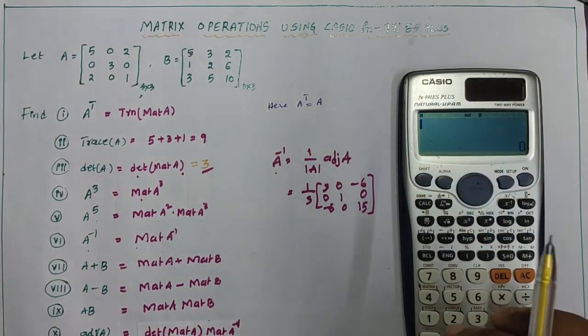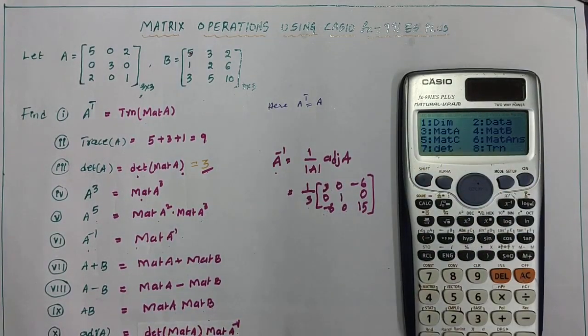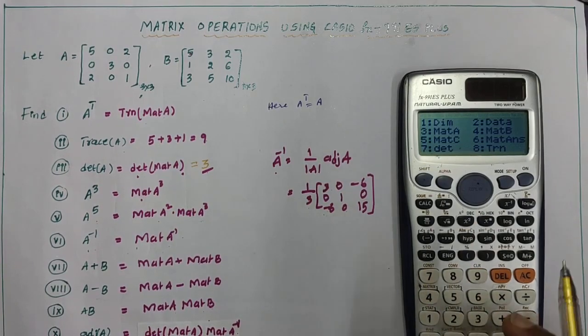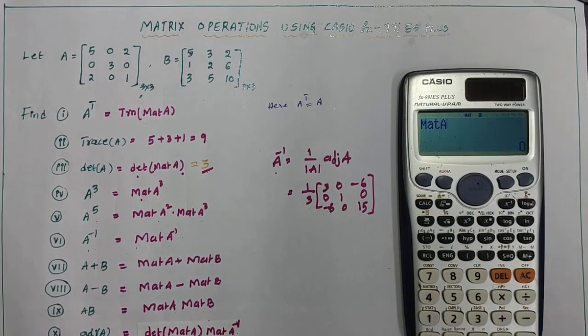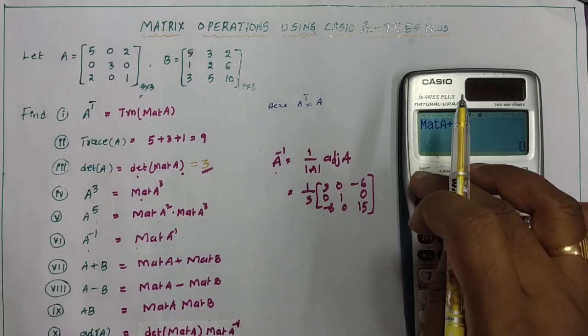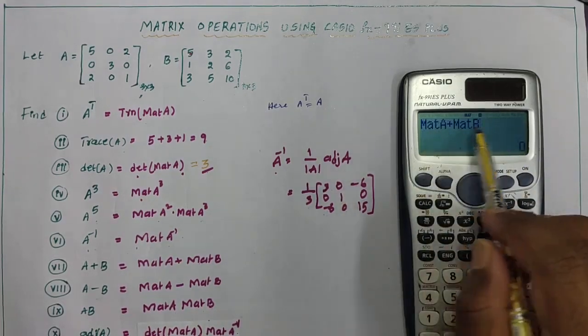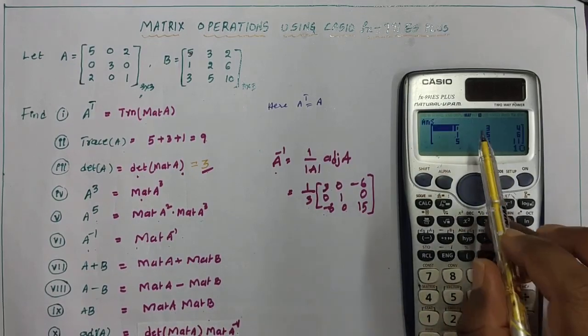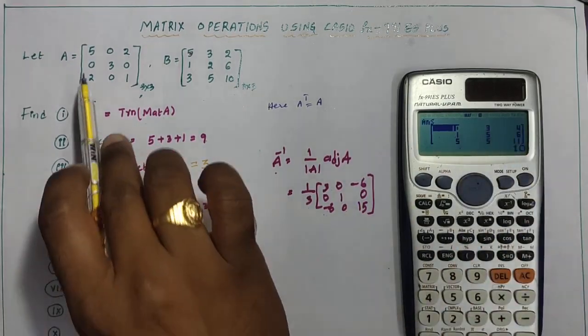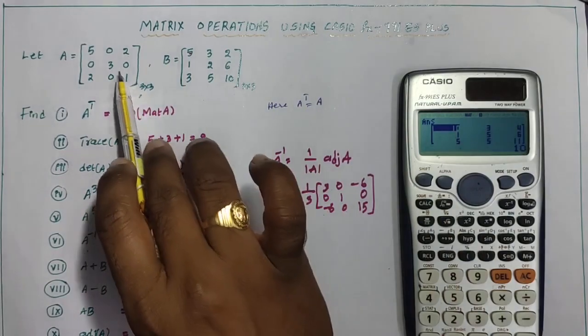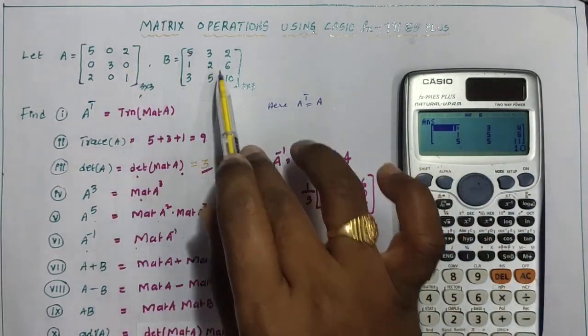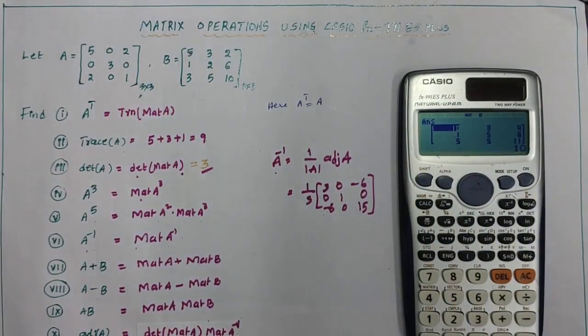Now I am pressing the shift and button number 4. We want the mat A plus mat B. Third one is the mat A plus shift mat B, mat A plus mat B equal to here 10, 3, 4 and so on. 5 plus 5 is 10, 0 plus 3 is 3, 2 plus 2 is 4 and so on. We got the correct values in the calculator.